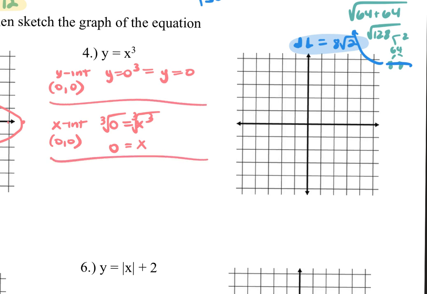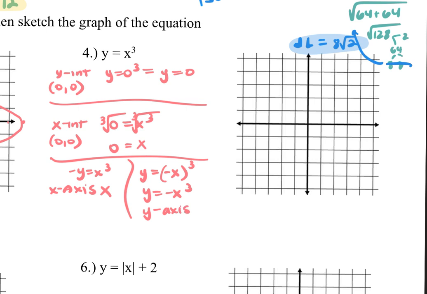For x-axis symmetry, I'm going to plug a negative y in. It does not go back to normal, so it does not work. I'm going to plug in a negative x. It goes inside the parentheses. That becomes negative x to the third, which doesn't go back to the original, and they're not all opposite, so it fails the y-axis symmetry too. And then for origin, negative y and negative x, this is the time in which they both change. So it does have origin symmetry.